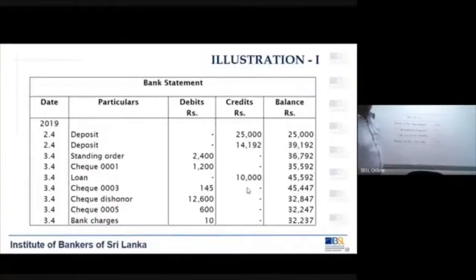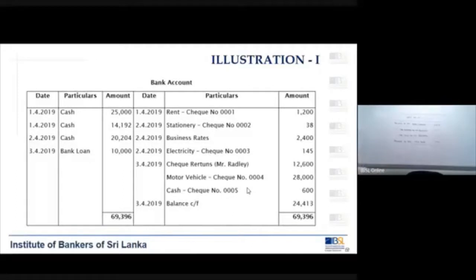Why it is a credit balance? Because you are starting with a credit. 25,000 is your first amount. And then you have continuously, the last column shows you what is your running balance. So you started with 25,000 and then another 14,000 added, then 2,400 deducted, 1,200 deducted, 10,000 added, 145 deducted, 12,600 deducted. Likewise, when you go on, you have a closing balance of 32,237.